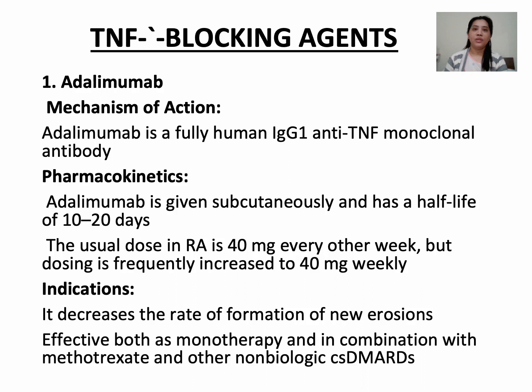Its mechanism of action: it is a fully human IgG1 anti-TNF monoclonal antibody. Its pharmacokinetics: it is given subcutaneously and has a half-life of 10 to 20 days. The usual dose in RA is 40 mg every week, and the dosing is frequently increased to 40 mg weekly. It is indicated to decrease the rate of formation of new erosion. It is effective both as monotherapy and in combination with methotrexate and other synthetic DMARDs.